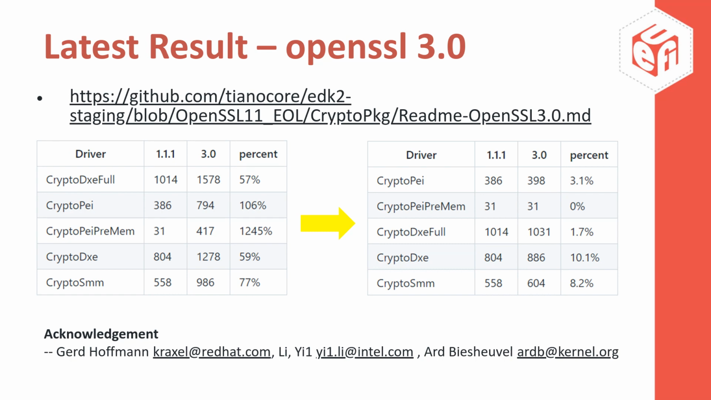I also want to thank Gerd Hoffmann for providing the initial POC. Li worked on the OpenSSL 3.0 size reduction and submitted the initial staging. And Art also mentioned that he will provide the ARM support if needed.